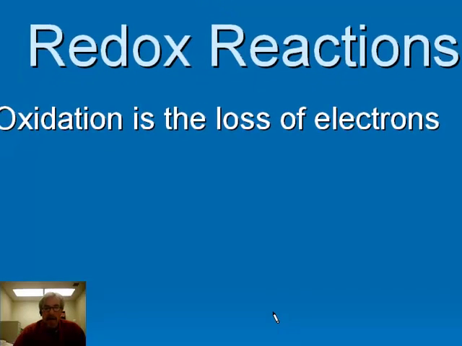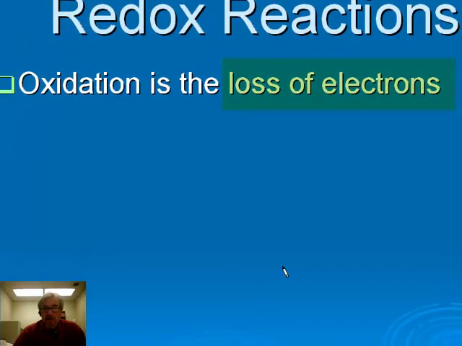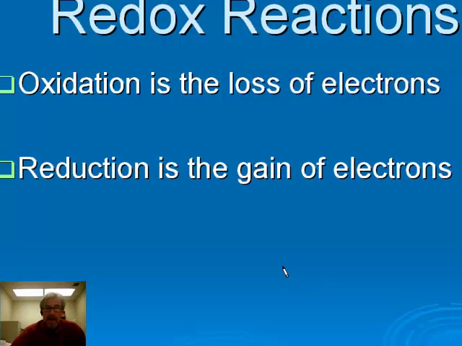Here's how we define it now. Oxidation is defined as the loss of electrons by a chemical species. And reduction is the gain of electrons by a chemical species. These more broad definitions give us a lot more things that we can call oxidation and reductions that really are following the same pattern chemically.